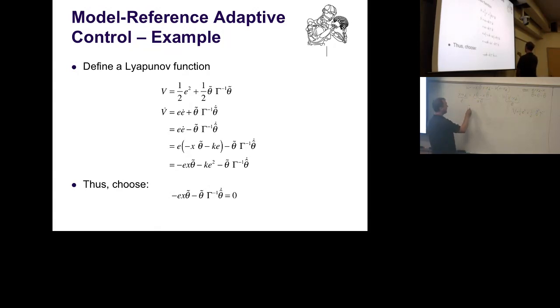Okay, V dot equals. Simply 1/2 goes away, it is e times e dot, plus 1/2 goes away again, we get the time derivative, so theta squiggle times theta squiggle dot times this gamma to the minus 1. I hope this is correct, roughly. Yes. Good. And why did I write this twice? Okay, I see. The next thing was to look at theta squiggle dot. It comes from here.